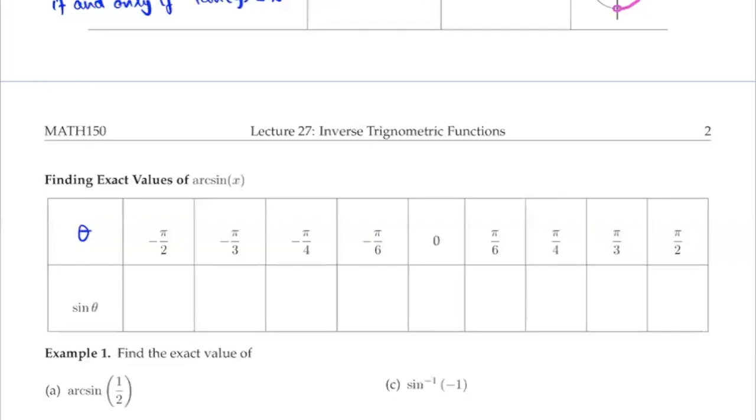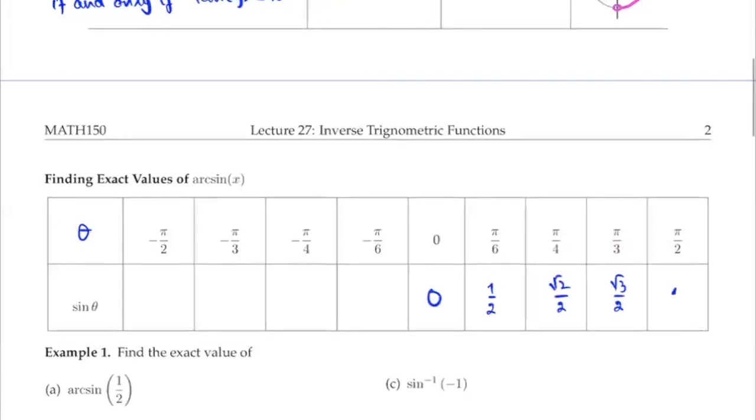So we know some of this already. For instance, sine of 0 is 0, sine of pi over 6 is equal to 1/2, sine of pi over 4 is equal to root 2 over 2, things like that. So let me fill out the information for sine of theta. Sine of 0 is equal to 0, sine of pi over 6 is 1/2. Sine of pi over 4 is root 2 over 2. Sine of pi over 3 is root 3 over 2. Sine of pi over 2 is 1.